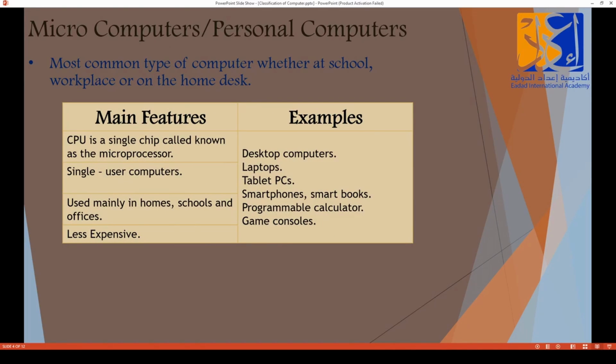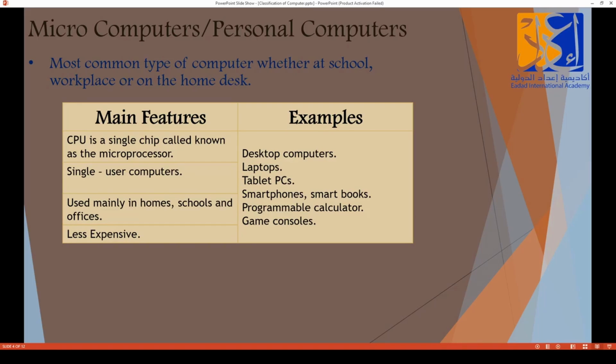Main features of microcomputers are: the CPU in it is a single chip, that's a microprocessor. It's a single user computer. It's used mainly in homes, schools, and offices, and it's less expensive. It's not too expensive. And what are the examples of it? Desktop computers, laptops, tablets, PCs, smartphones and smart books, programmable calculators, game consoles. Game consoles again include Xbox, specialized for entertainment purposes.